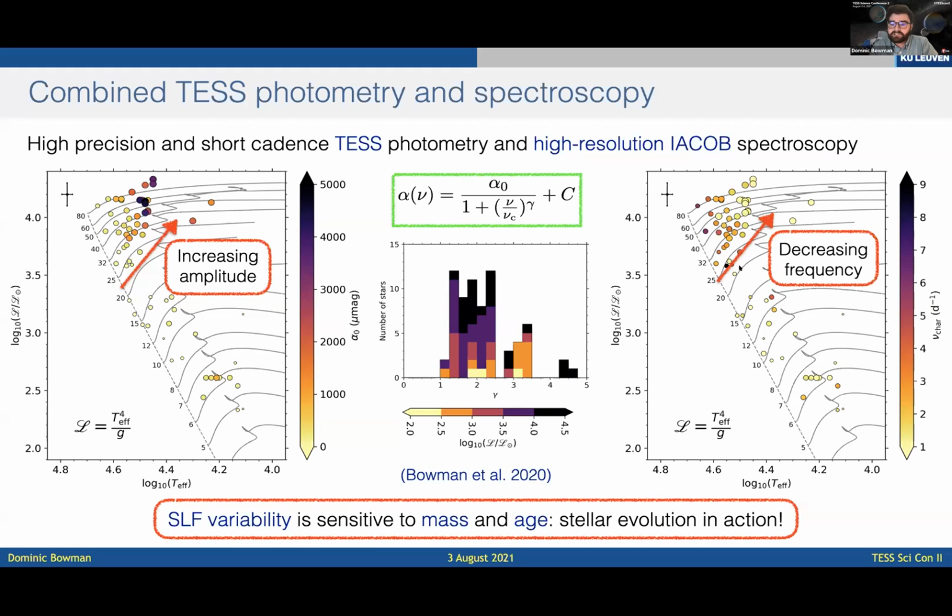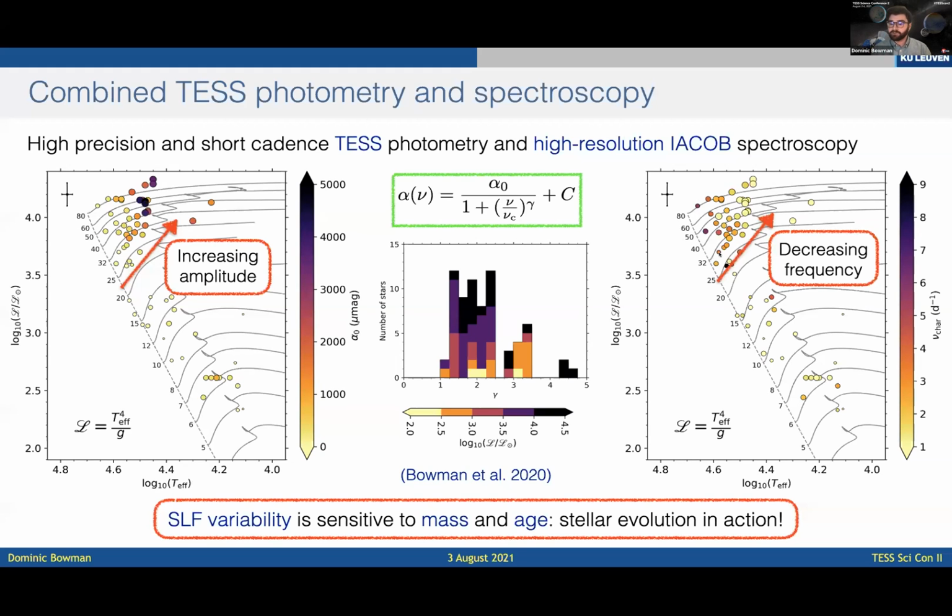And if you draw your attention to the right-hand side now, the same diagram with the same sample of stars, but now color-coded by the characteristic turnover frequency. And you can see that there's a sort of quasi-monotonic relationship here where it goes from purple to yellow, the opposite. So now what this is telling us is that the frequencies decrease as the stars age. And so this stochastic low-frequency variability is directly probing stellar evolution.